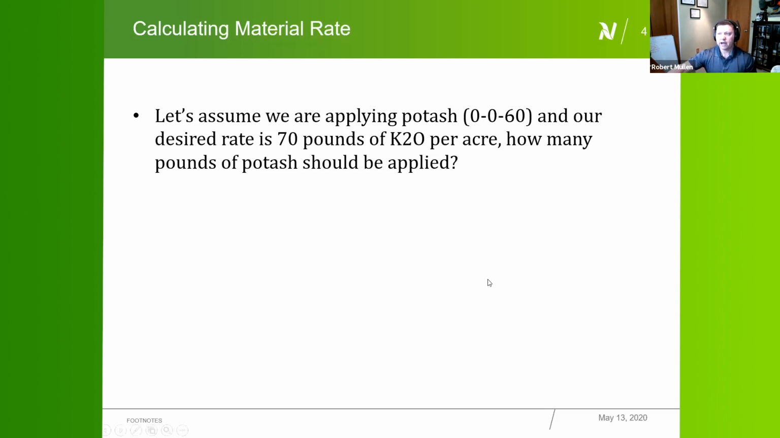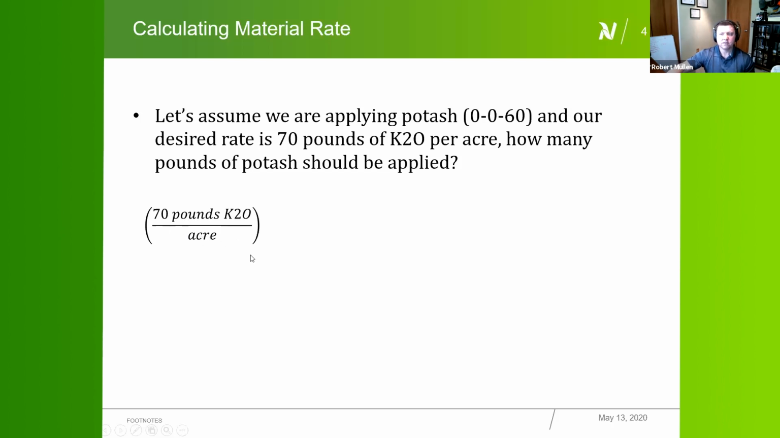Now, here's the way I approach these problems. And again, this is the approach which is referred to as dimensional analysis. The easiest way to do this is to start with what my desired application rate is. So I want to put on 70 pounds of K2O, and that's on a per acre basis. And you notice that I very clearly differentiated the numerator, which is the value above this solid line, the fraction, the top part, from the denominator.